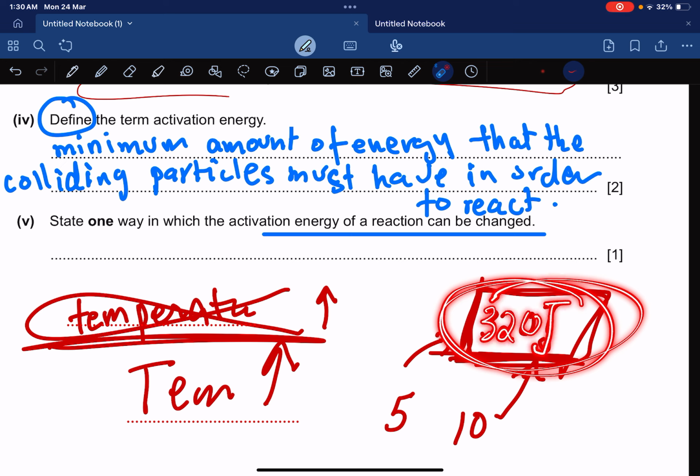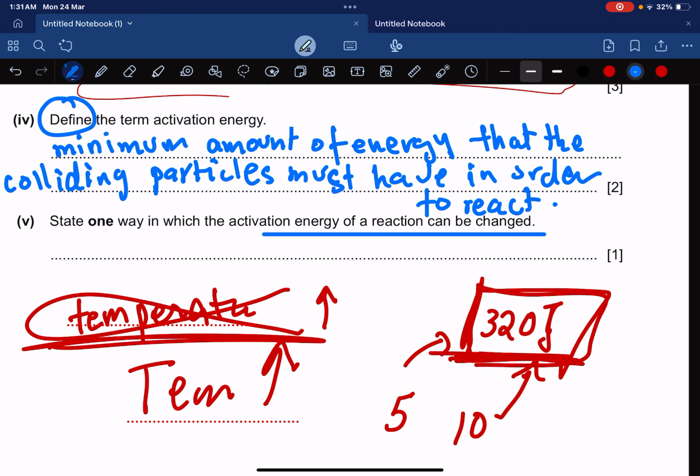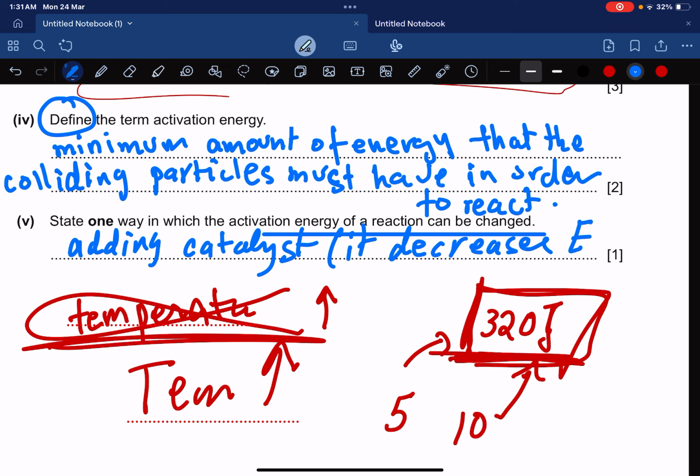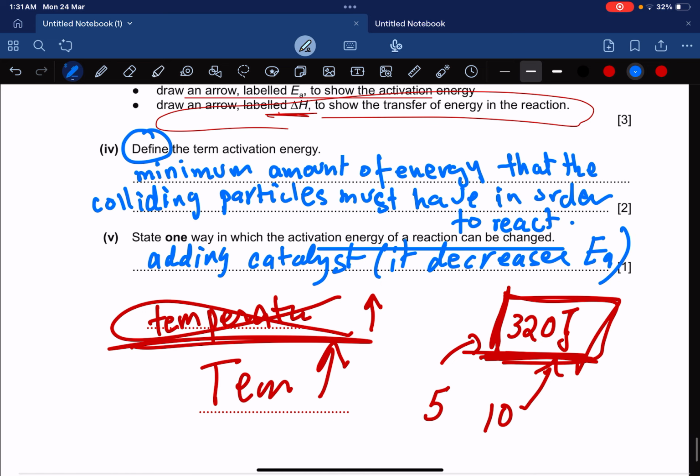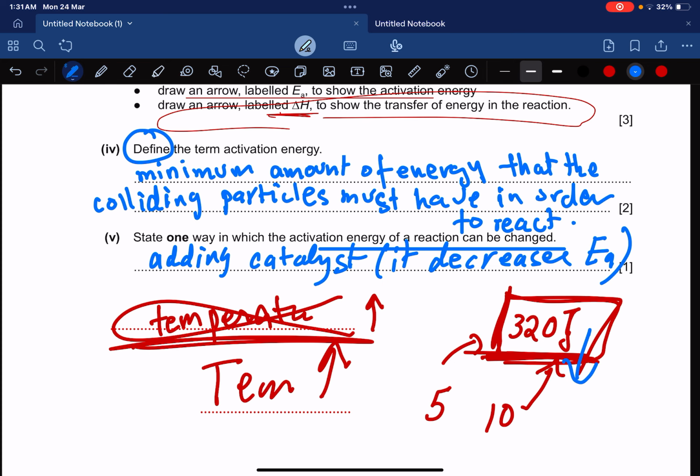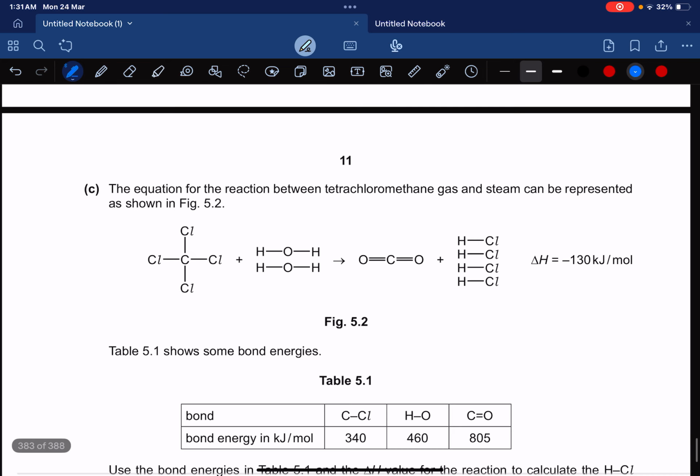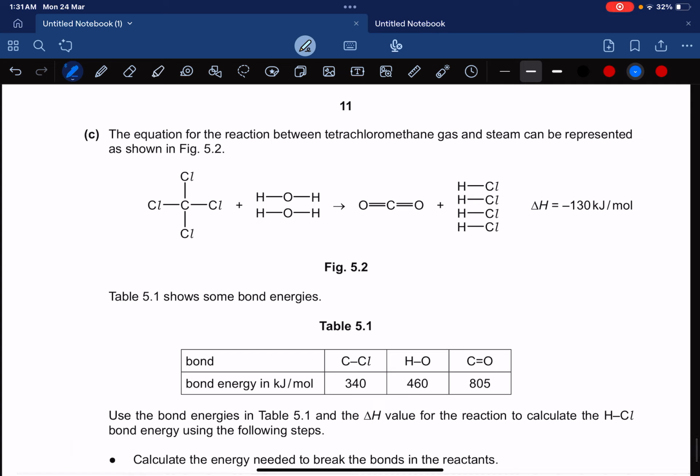But one way in which you can decrease this amount is to add a catalyst. So the answer is: state one way activation energy can be changed: by adding a catalyst. And what's the effect? It decreases Ea. Ea is your activation energy. It will make that amount less, but temperature will have no effect. Actually, let's move on.